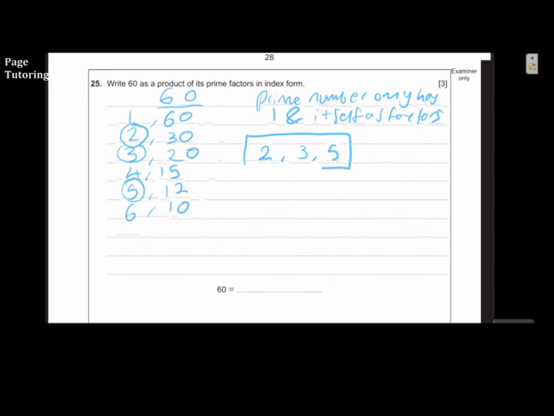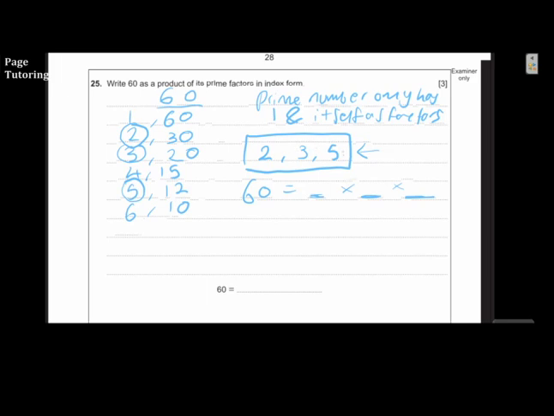Now that's not the end of the question, because it said write 60 as a product of its prime factors, which is what we've got here, in index form. So writing it as a product of its prime factors, that just means 60 equals something times something times something, which if we just did 2 times 3 times 5, what would that give us? That gives 6 times 5, that gives 30.